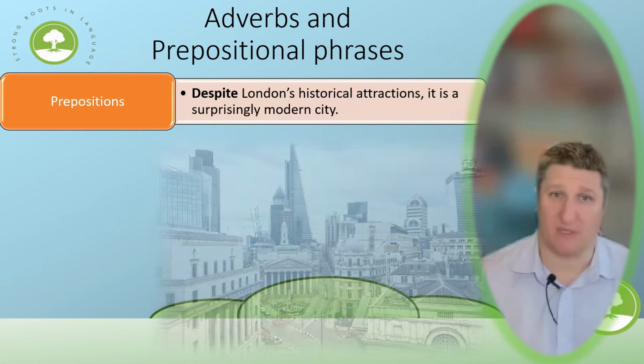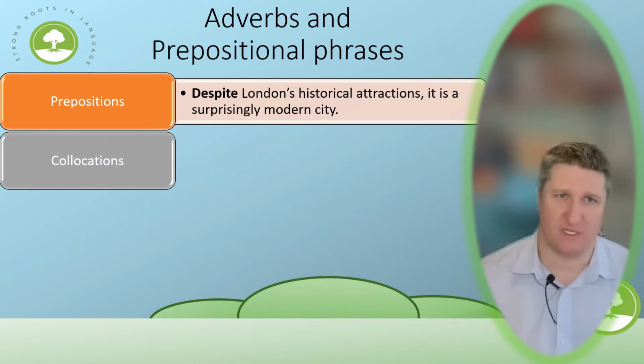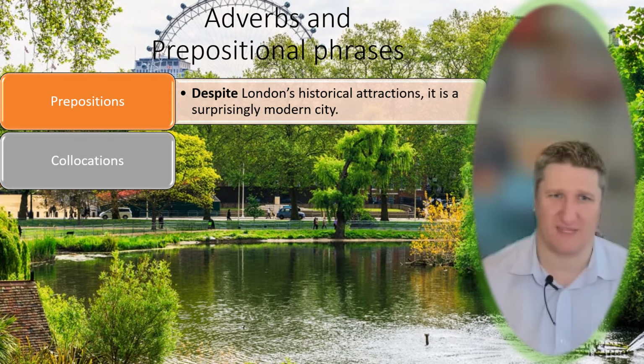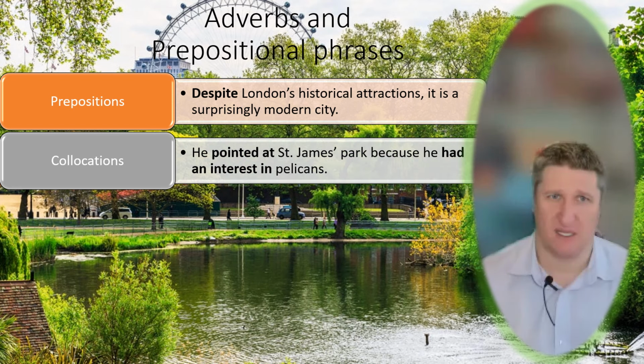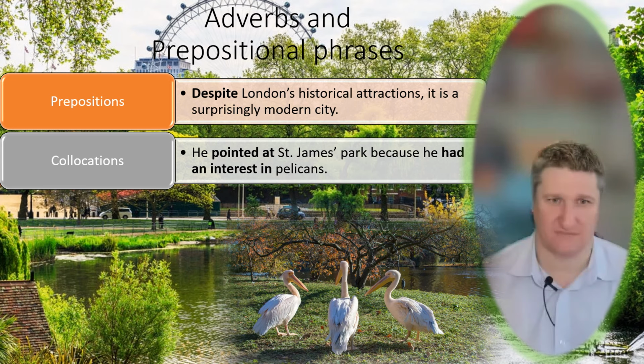You will also need to be aware of nouns and verbs with specific collocations to prepositions. To teach this one, let's go to St James's Park. There's St James's Park. He pointed at St James's Park because he had an interest in pelicans. There are the pelicans. There are pelicans in St James's Park.